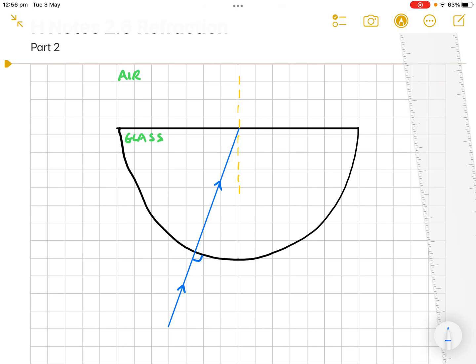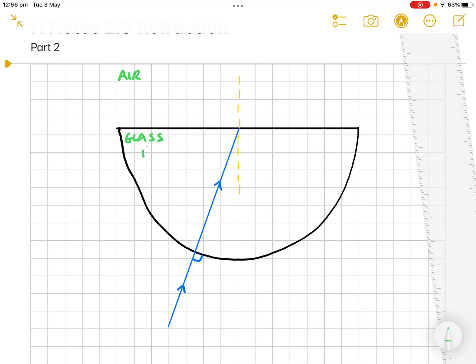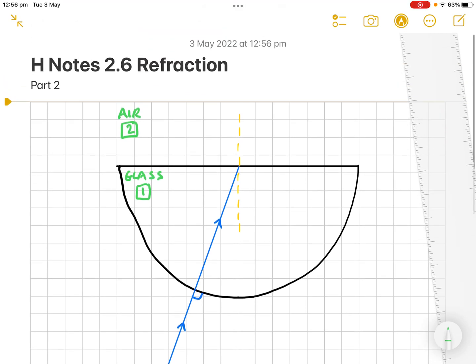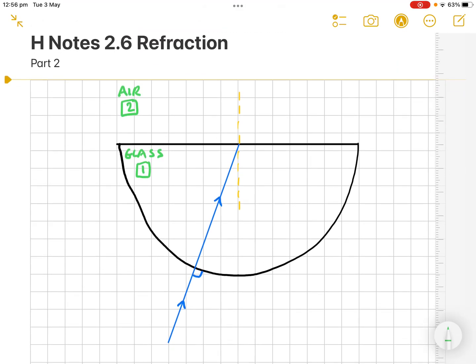We're really interested in what's happening at the second boundary, that's between the glass and the air. So effectively then, glass is going to be our first medium here, and air is our second medium. And that's important when we come to apply Snell's Law, as we will shortly.